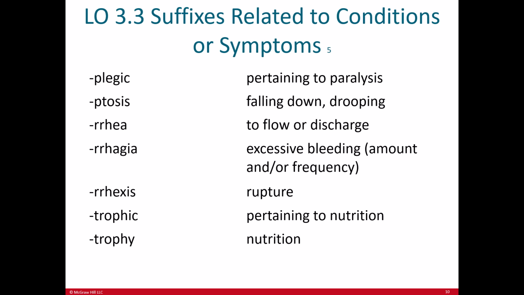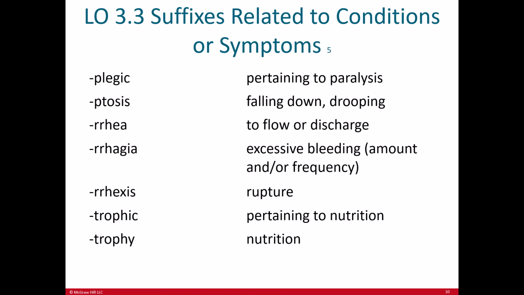Ptosis. This is falling down or drooping. We'll see this in terms like blepharoptosis, which is a drooping of the eyelid. Rhea, you'll see this one quite a bit, which means flow or discharge. You might be familiar with diarrhea. That's one of them. Rhinorrhea, it's a runny nose. So rhea is a flow or discharge.